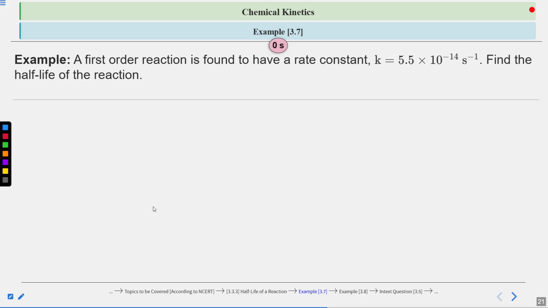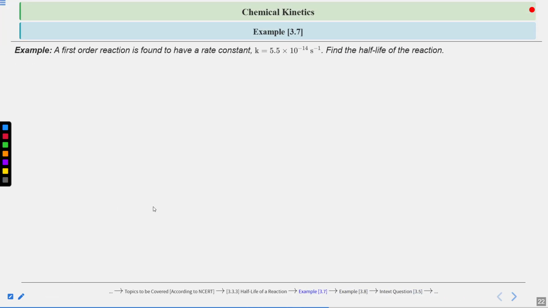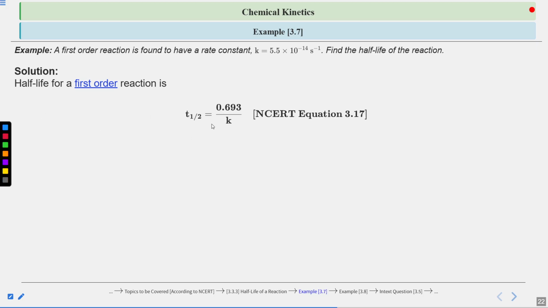Okay, let's see. So for this given question, the solution will be, first of all, you have to find out the half-life for a first order reaction. So the half-life for a first order reaction is T half equals 0.693 divided by the rate constant K. This is the value of the half-life for first order reaction, and this is marked as NCERT equation 3.17. Now T half equals 0.693 divided by the rate constant, which is already given, 5.5 times 10 to the power minus 14 second inverse.